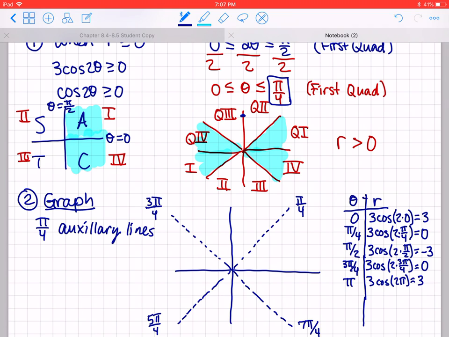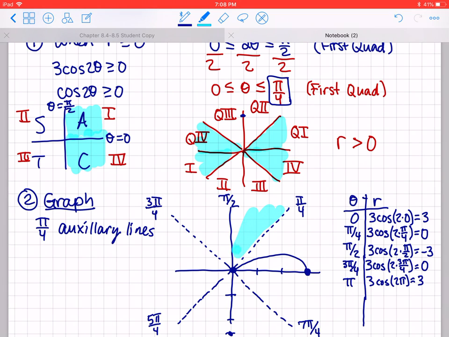So what are we doing? At 0, we go out 3, and then at pi over 4, we're back at 0. So we got something that looks like this. Okay, and then at pi over 2, we're at negative 3. So instead, we extend the line through the origin and go out 3. I can't go out 3. All right. So we have this region.